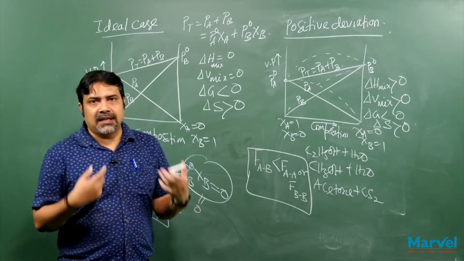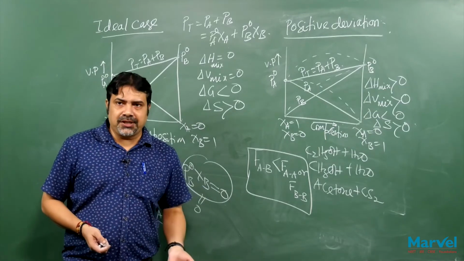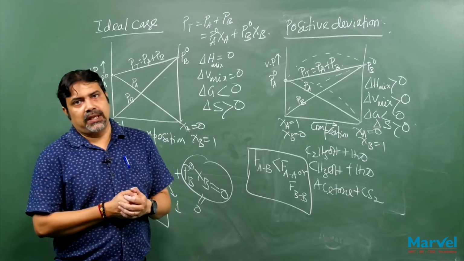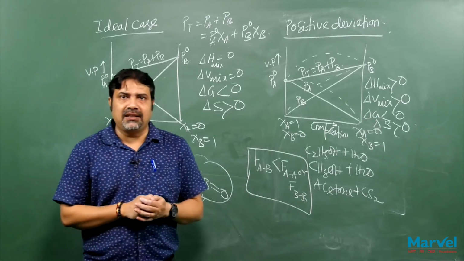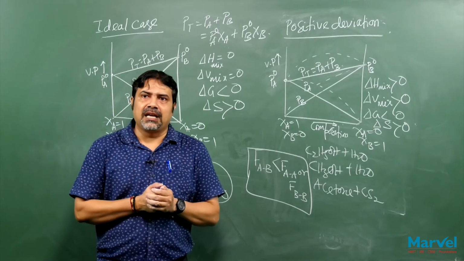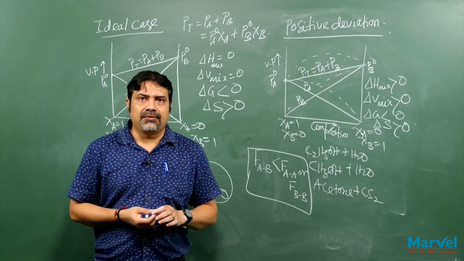So this is the entire Raoult's law. The ideal case, positive deviation, negative deviation, everything I explained in a very simple way. I hope you understand, my dear students. In the next class I am going to start with the different colligative properties and the Van 't Hoff factors.